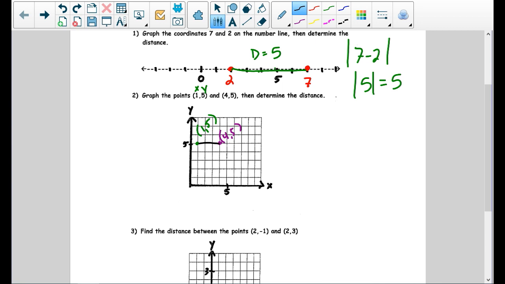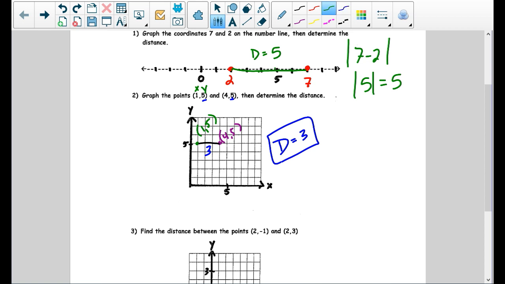Now, when we have problems like this, this is really no different than what I just had up here. If I have a graph, you can see it follows the grid lines. This y value is the same. I'm basically just finding, well, what's the distance from 1 to 4? And again, I can count it if I want. 1, 2, 3. So this distance here is equal to 3. So that's pretty easy, right? Just count.